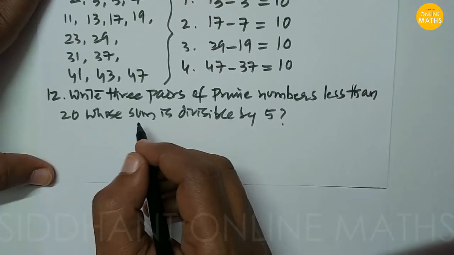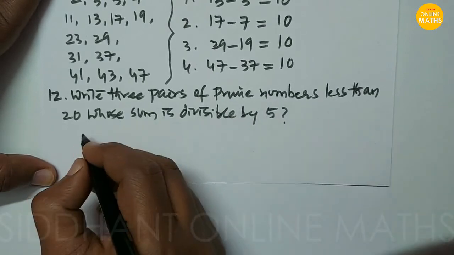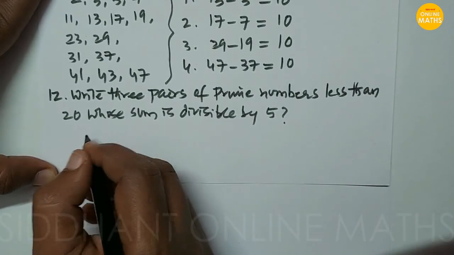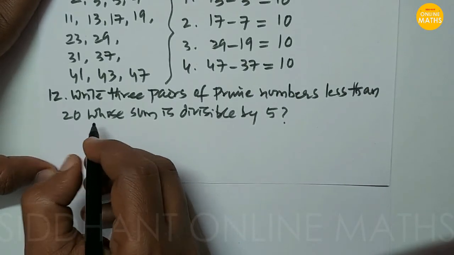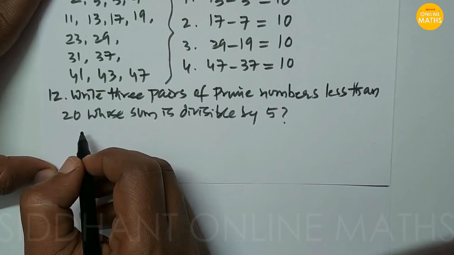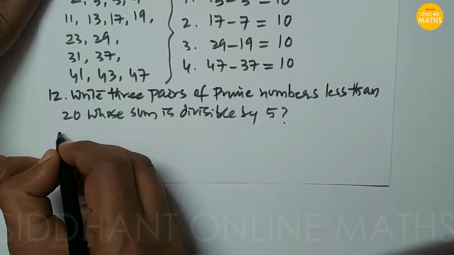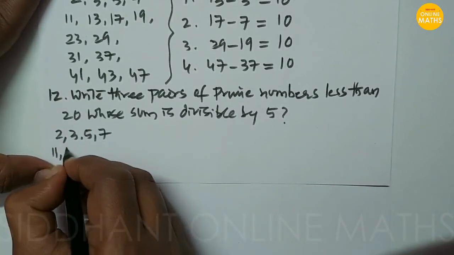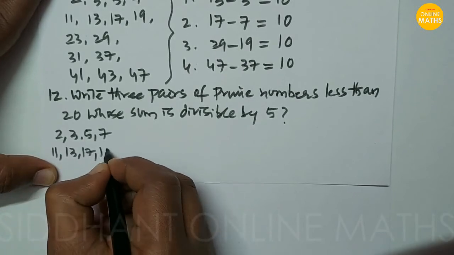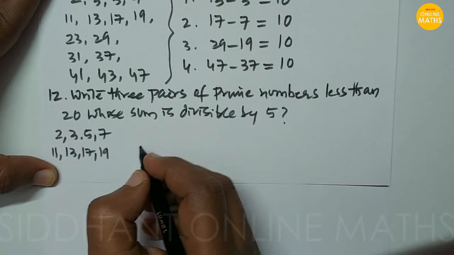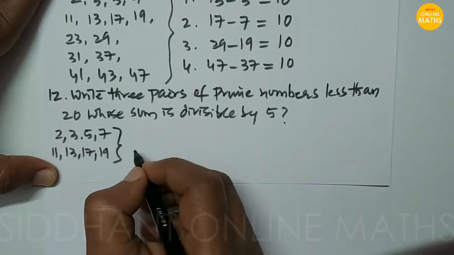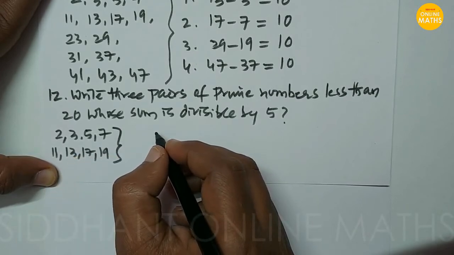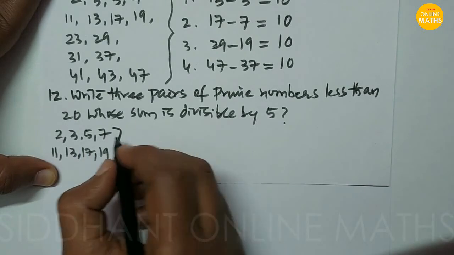Next, the 12th problem: write three pairs of prime numbers less than 20 whose sum is divisible by 5. So we are going to select prime numbers from 1 to 20. Like we know, 2, 3, 5, 7, 11, 13, 17, 19. So we are going to select from these prime numbers and add them, and the sum should be divisible by 5. Such prime numbers we are going to select here.